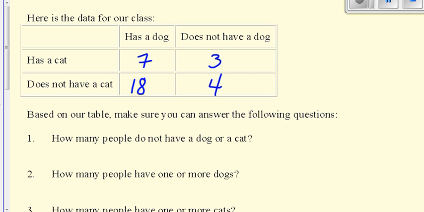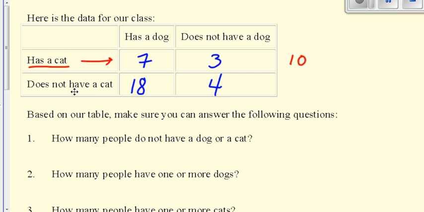Now when you do a two-way table, it often helps to have numbers that are like marginal or row or column totals. So if we were to add up how many people would say that they have a cat, we would add along this row and get a total of 10. So this means that there are 10 people who have a cat. That 10 doesn't describe anything about dogs. It just is about the cats.